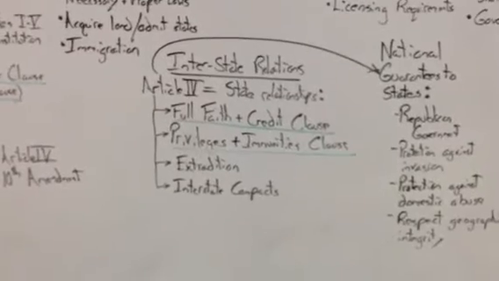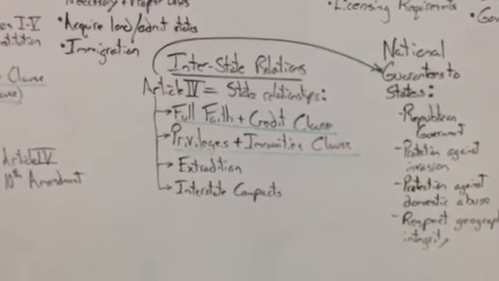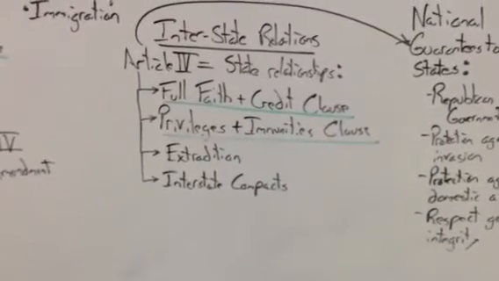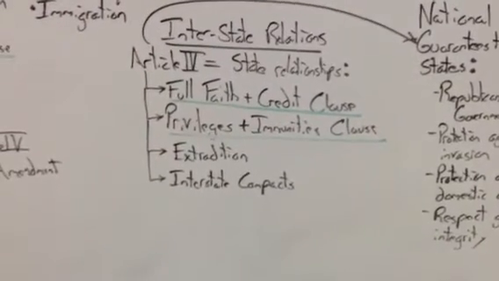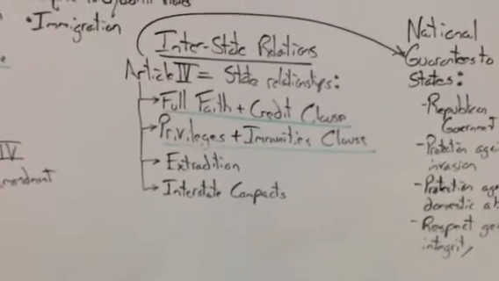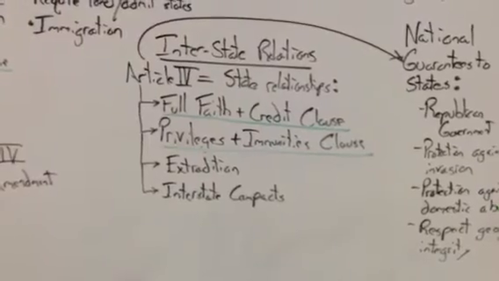Let's look at interstate relations, though. Those are all established by Article 4 of the Constitution. That defines state relationships, especially some very important clauses. The full faith and credit clause states basically that states have to give full faith and credit to the documentation of other states: wills, marriage licenses, birth certificates, all sorts of stuff. If you go from one state to another, states have to recognize it.